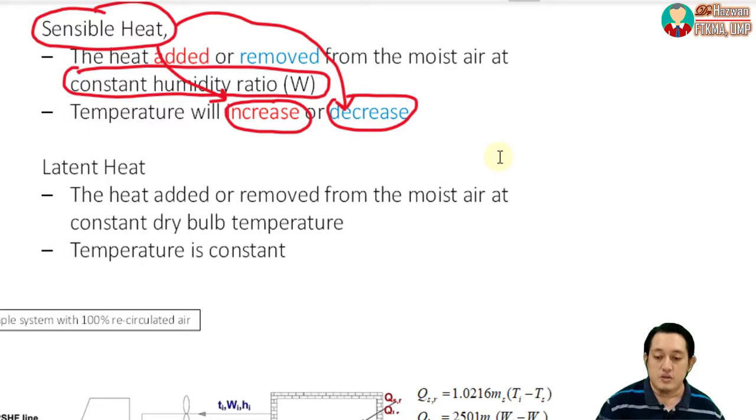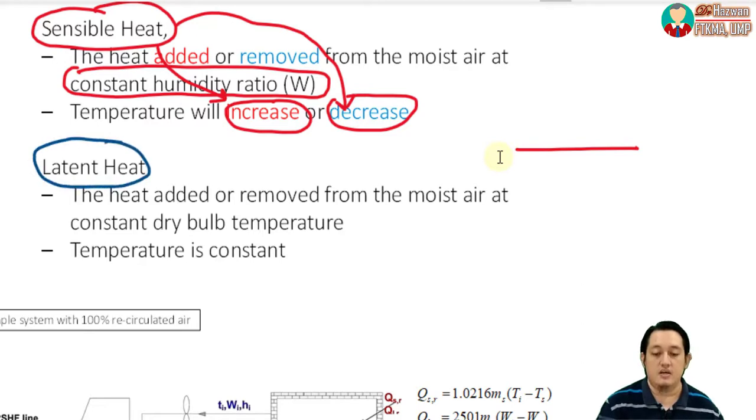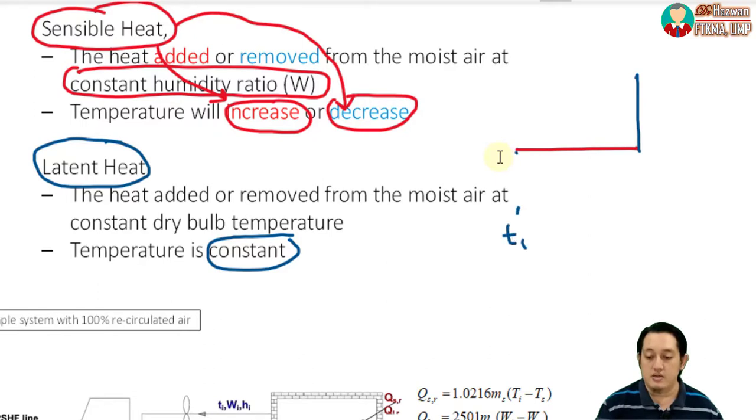Humidity ratio is maintained. So if we draw the sensible heat at constant humidity ratio, it will be like this, increasing or decreasing. So what about latent heat? The key point for latent heat is that the temperature is constant, which means that we don't change the temperature. So if this is the psychrometric chart, the temperature is constant, it will be like this. The temperature below here is T1, and this one is T2. Sensible heat works here, increasing or decreasing the temperature. But for latent heat, the temperature is maintained, but it will increase or decrease like this.